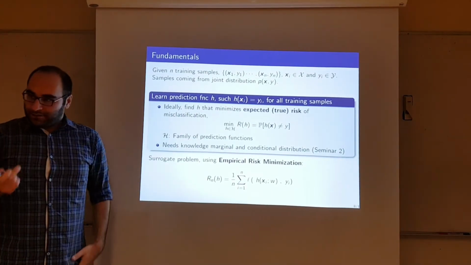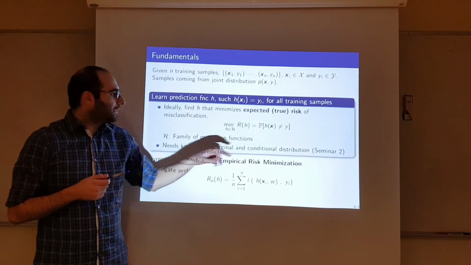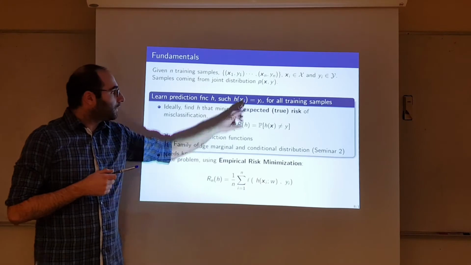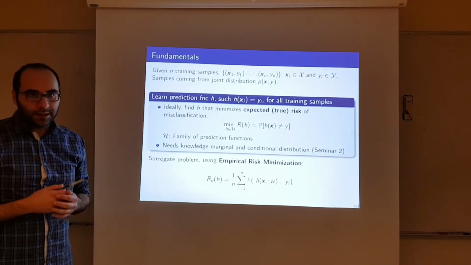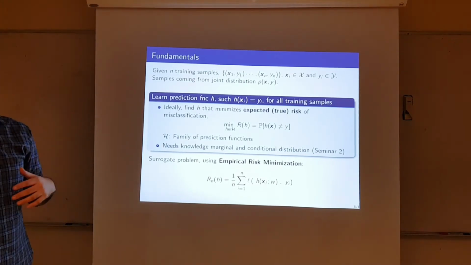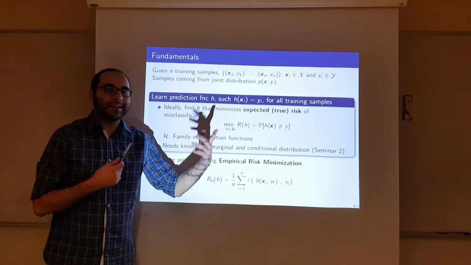But the problem with solving this problem directly is that we need some information about this distribution, the joint distribution, and usually this is not available. So what people go for is a surrogate problem, which is called empirical risk minimization.